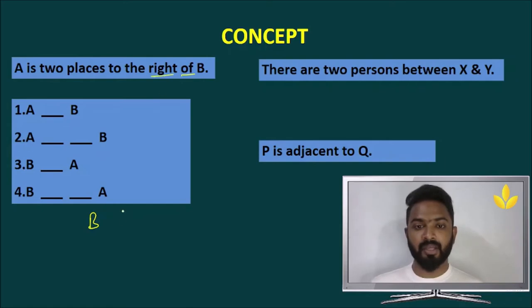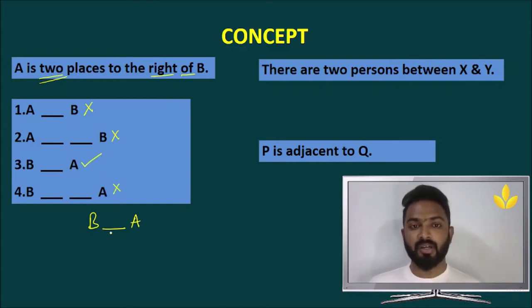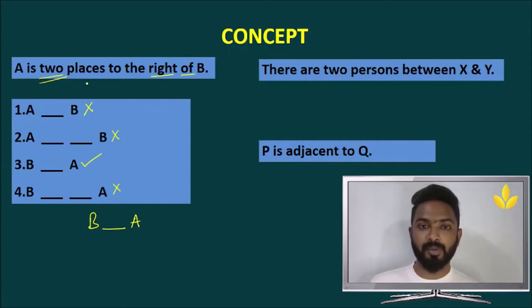So right of B. Right of B means A is towards this side of B. That obviously means that the first one is wrong, the second one is also wrong. A is towards this side of B. Now, how many places? They have told two places. Two places to the right always means 1 and then 2. So two places to the right means second place to the right. So the third one is correct, the fourth one is wrong. So always remember, two places to the right, second place to the right, or two places away to the right. All of them mean the same thing.